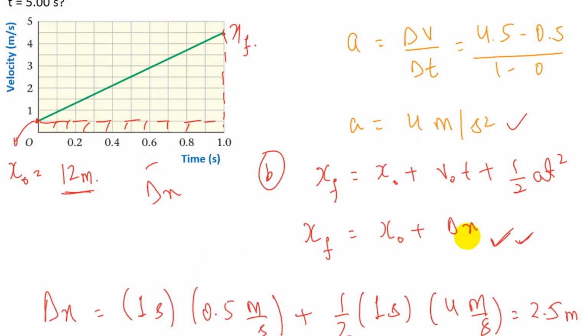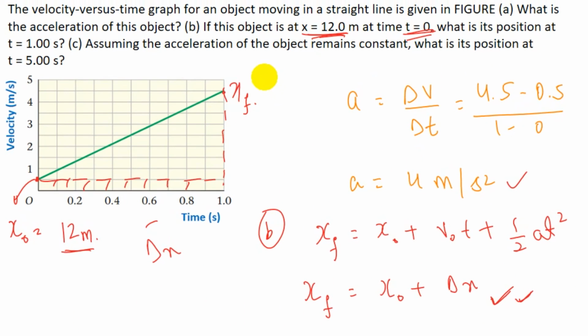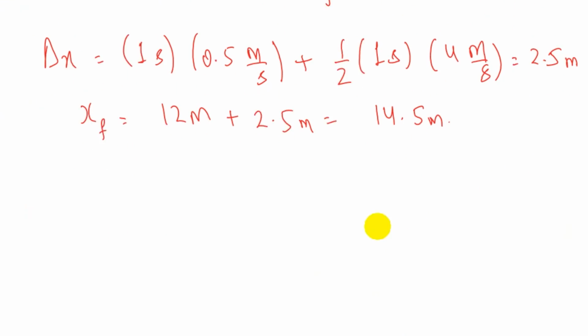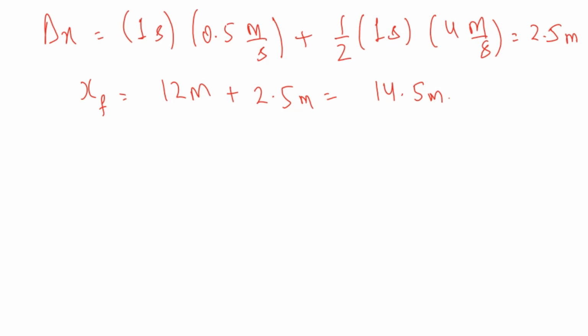Now next we are going to solve the C part, where we have to assume that the acceleration remains constant for the object. Then what is the position at time t equals 5 seconds? At this time, what would be the position? So now we can use this equation directly. Let me write the equation: xf equals x naught plus v naught t plus half a t squared.